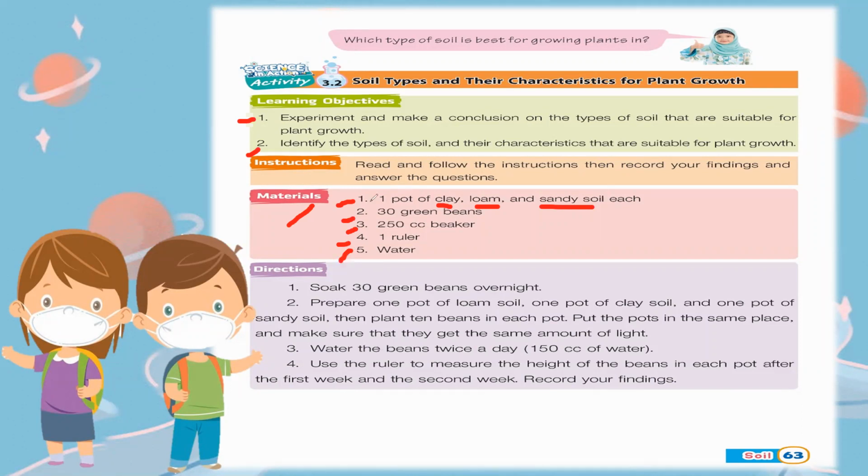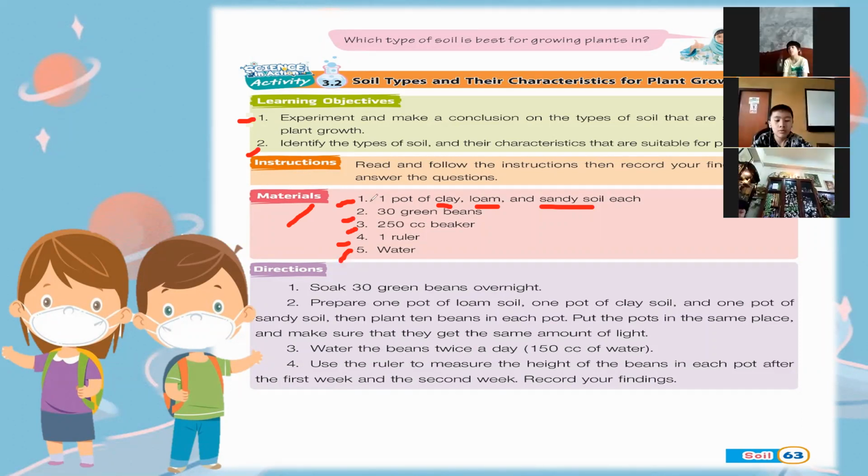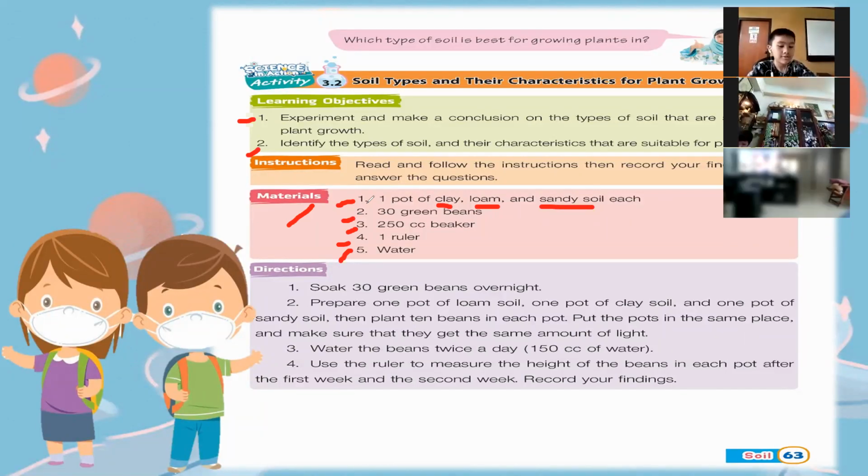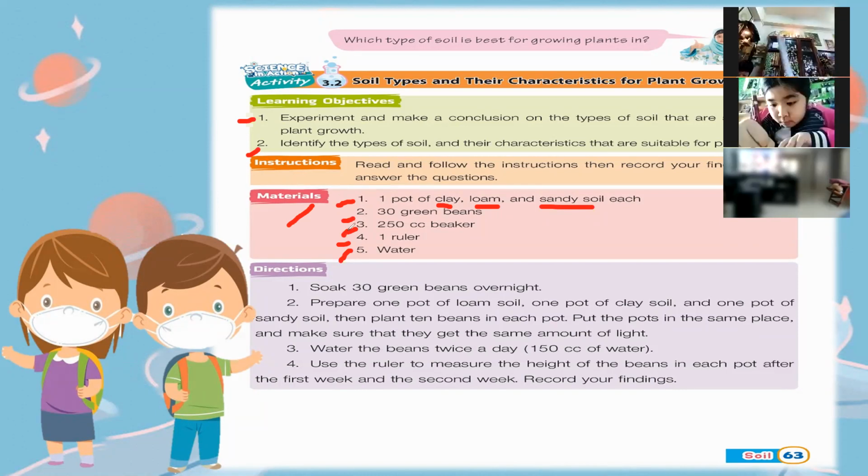All right, students, do you understand what we require for the experiment? Yes. We require 5 materials. One, 3 types of soil: clay soil, loam soil, and sandy soil, each put in a pot. Second, 30 green beans. Third, a 250 cc beaker. Fourth, 1 ruler for measuring. Fifth, water.